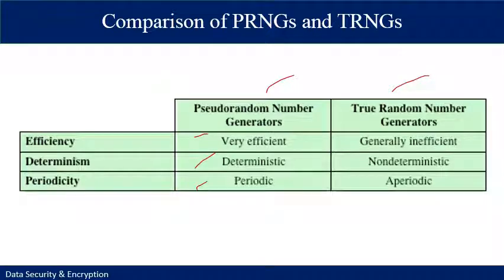These numbers are also periodic in nature, which means that the sequence will eventually repeat itself. While periodicity is hardly ever a desirable characteristic, modern pseudo-random generators have a period that is so long that it can be ignored for most practical purposes.